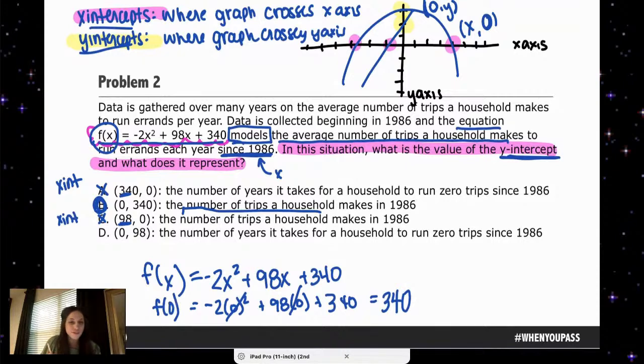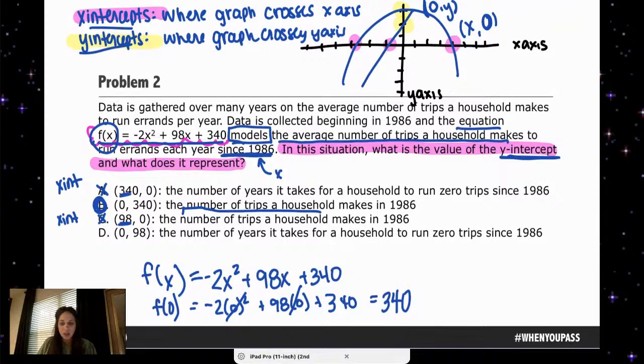Thank you, Joseph. That's a really good point. So I know that my y-intercept is going to be the average number of trips a household makes, not the number of years. Okay? So that's our answer. B is going to be our answer.